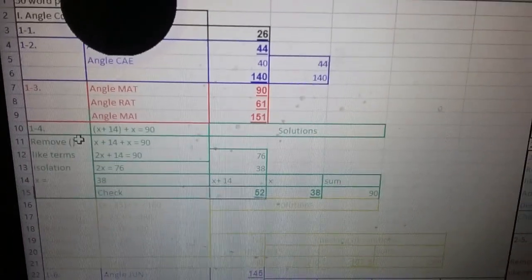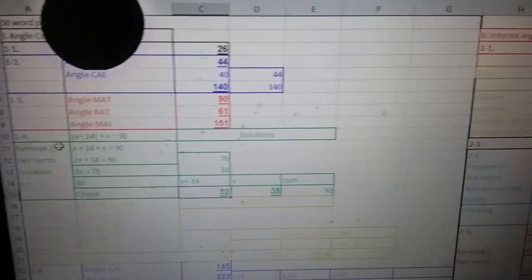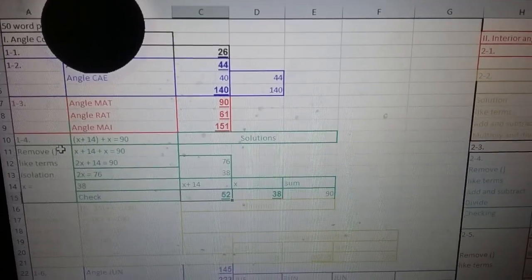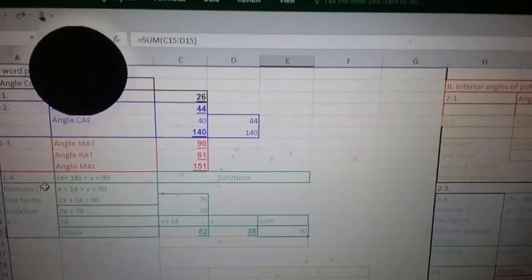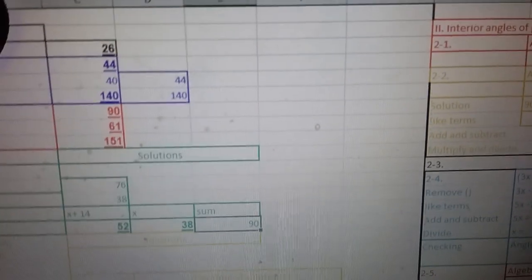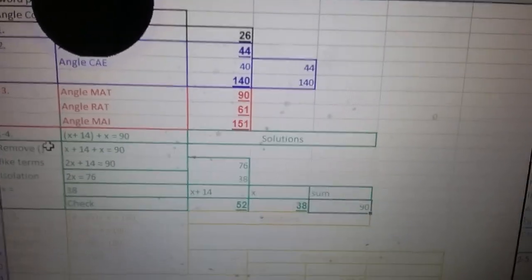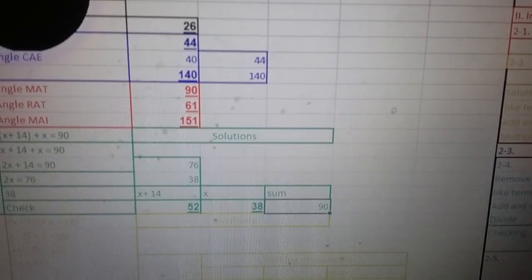Now to check your solution, the x plus 14 angle, that's angle A, it should be 52 degrees, and the second angle must measure 38 degrees. When I sum all of it together, you should get 90. And if you get that answer, you are correct. So therefore, the answer is angle A measures 52 degrees and angle B measures 38 degrees. Very good. Now for the next problem.